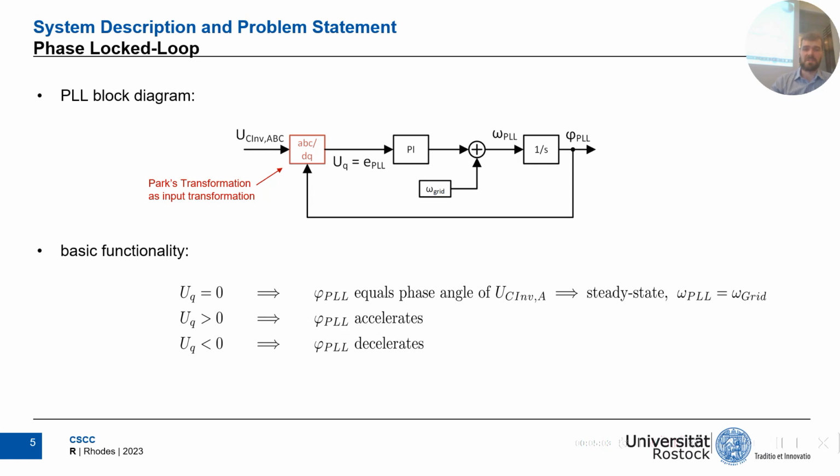So this is the first part that is shown here. UQ is null, the phases are exactly equal, which shows the steady state of the PLL. And when this is not the case, the PLL will adjust the internal frequency here, omega PLL, so that phi PLL gets accelerated or decelerated accordingly.